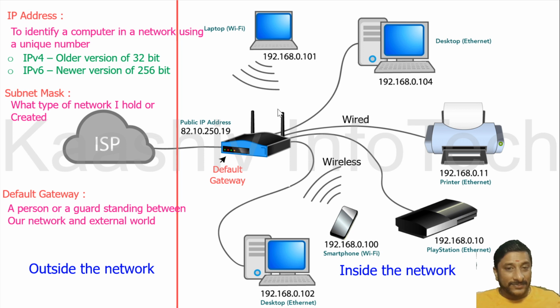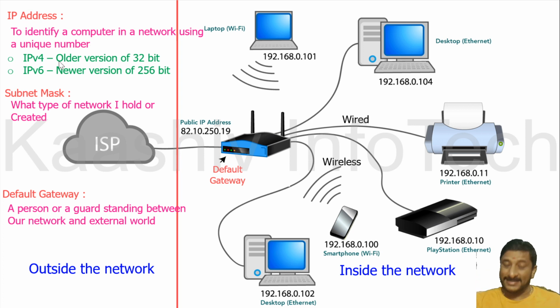And the connectivity, the one which is used to connect to the external world, that is called the gateway. So these are the definitions I want to give you. An IP address is nothing but a way to uniquely identify a computer in a network using a unique number, four numbers.